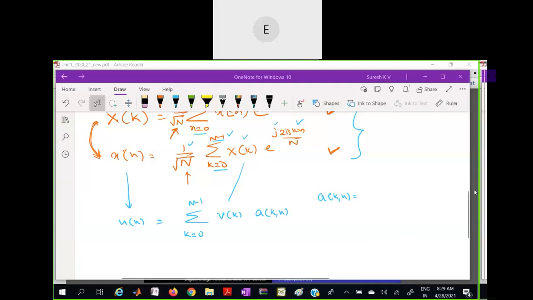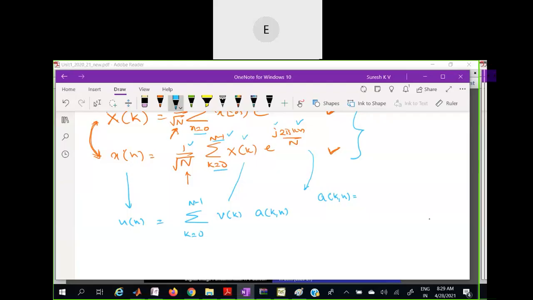Yes, sir. Okay, can you tell me what is a of k comma n here? Just compare it with this equation. What would be a of k comma n? From here to here I have to go. What are the left out terms?